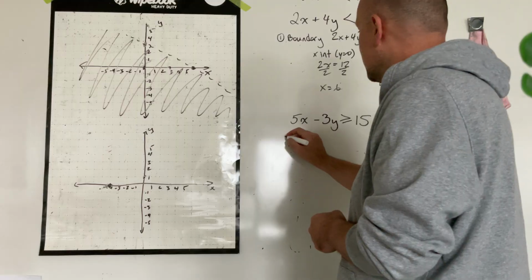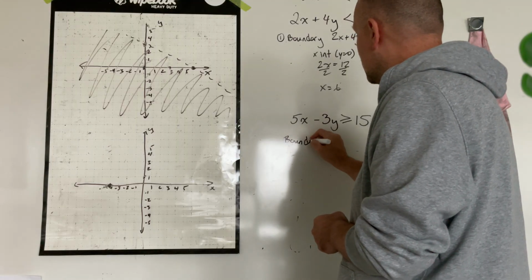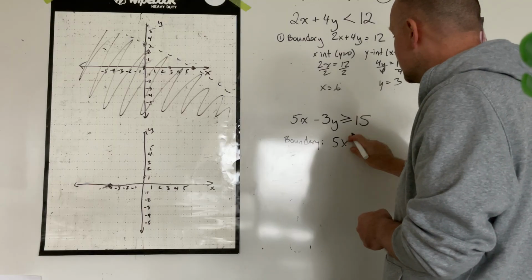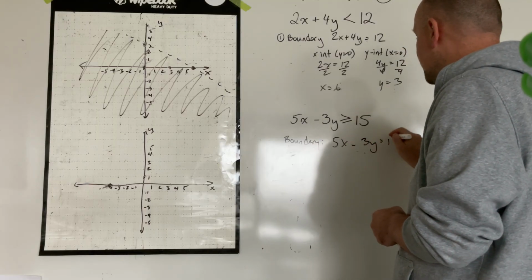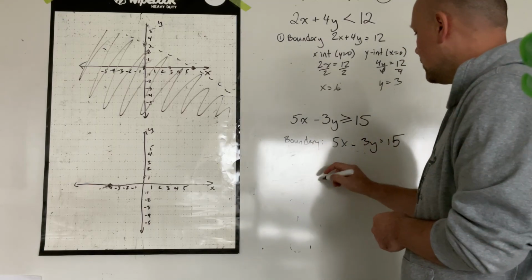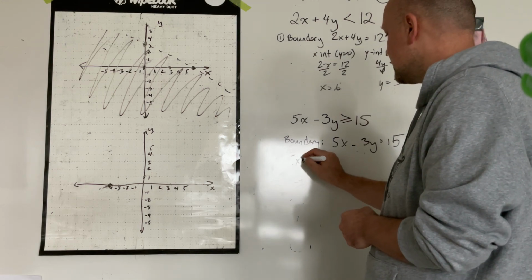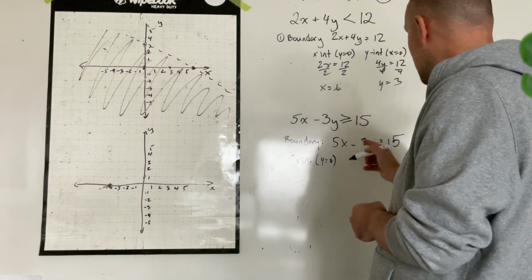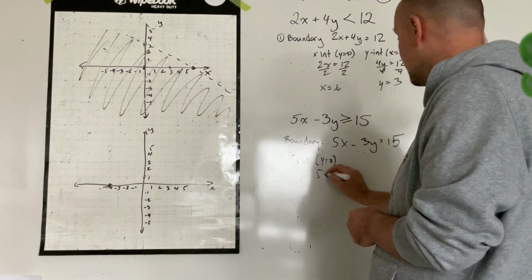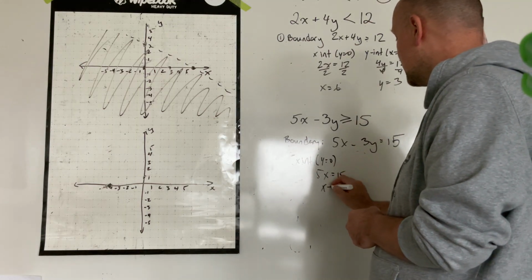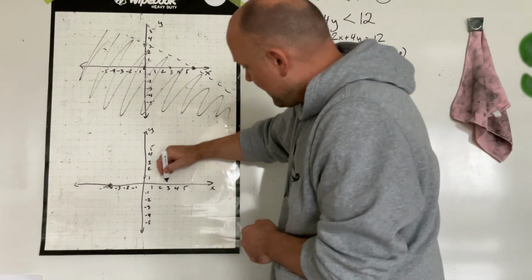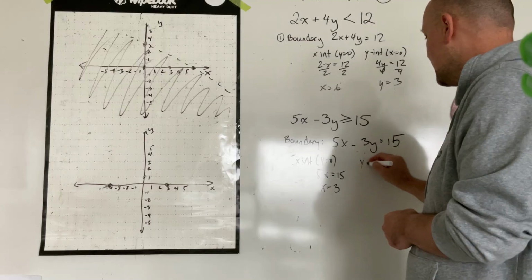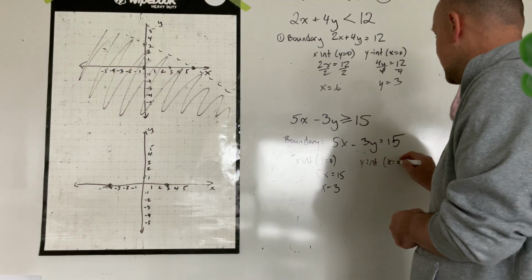So the boundary is 5x minus 3y is 15. First step is x-intercept. That means y is 0. So if y is 0, I'm left with 5x is 15. x is 3. There's a point there.